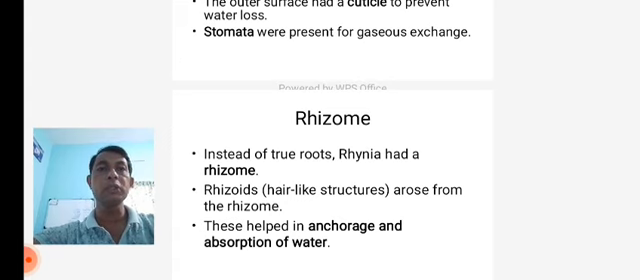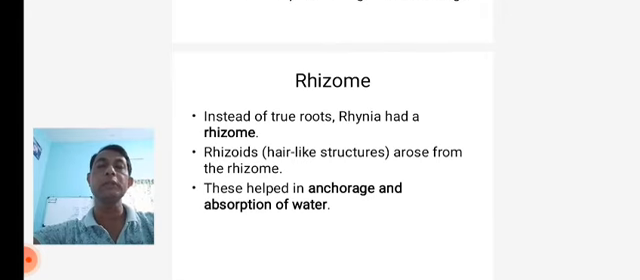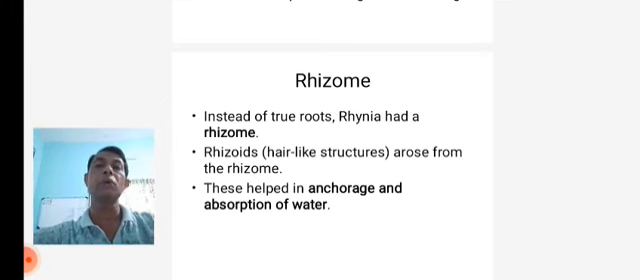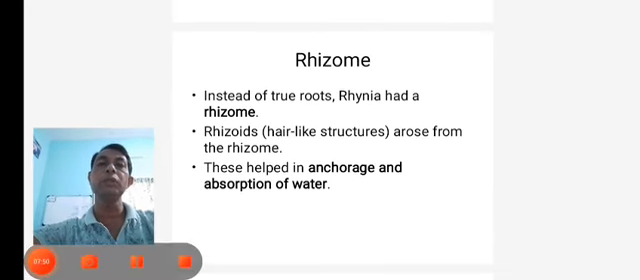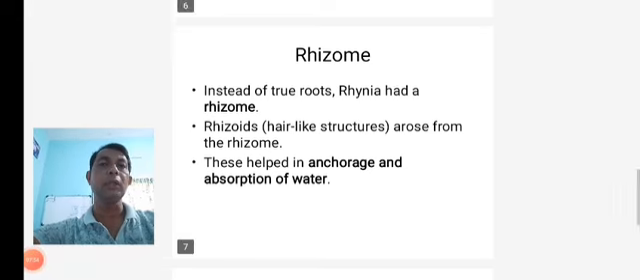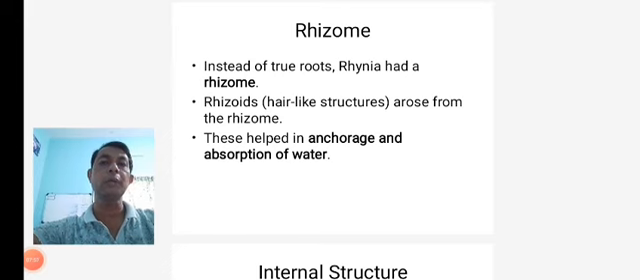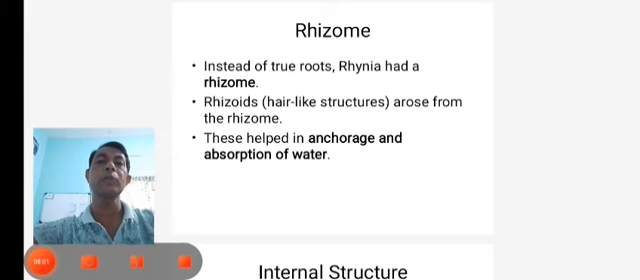The rhizome is the underground structure. True roots were absent. The rhizoids are hair-like structures which appear from the rhizome, and they help in anchorage of the plant and also in absorption of water. So here we stop with this discussion of Rhynia. In the upcoming lecture, we are going to look at the internal structure of Rhynia.